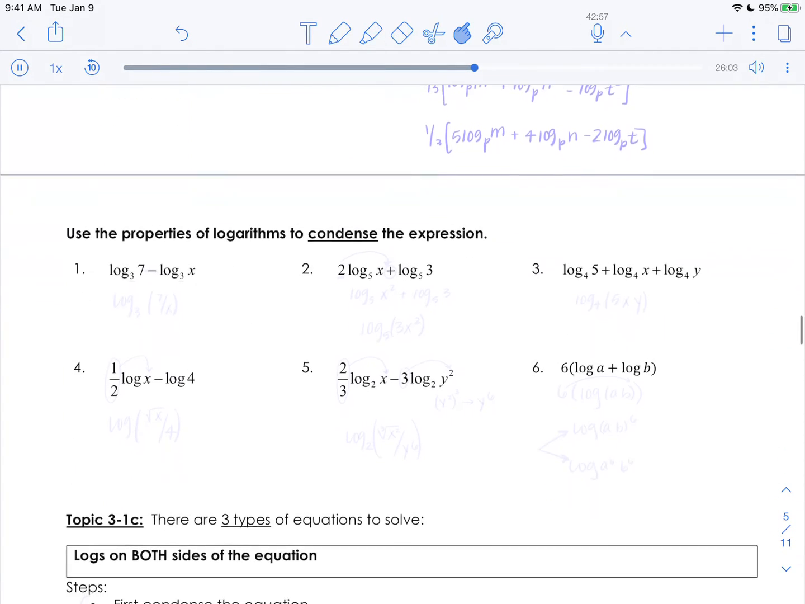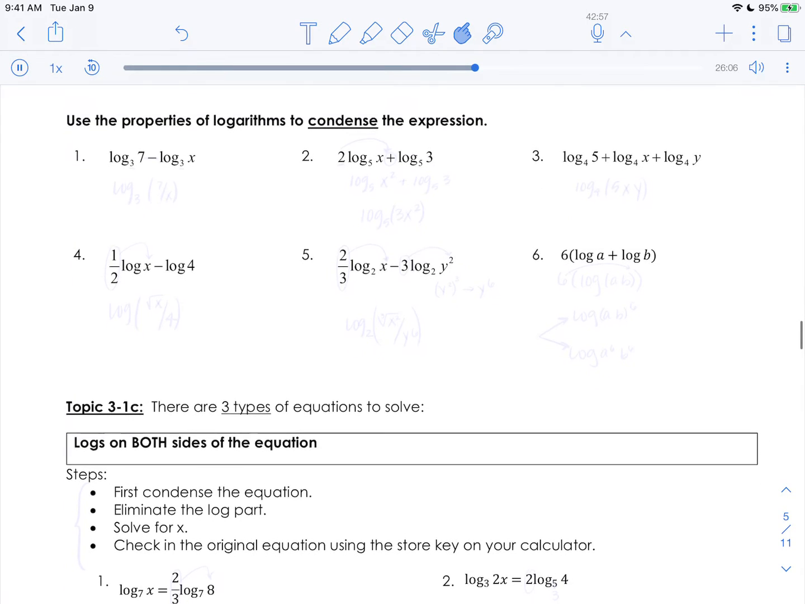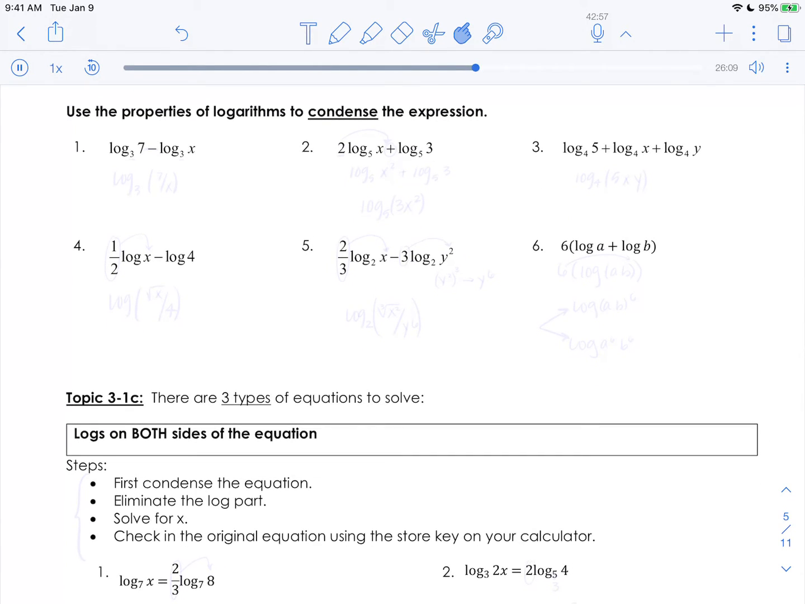Now we're going to work on condensing them. So just kind of undoing everything that we did, right? So for number 1, we see that we're subtracting these 2 logs. That means we're going to need to divide. So this will be log base 3 of 7 over x. The most important thing, and I should have said this earlier, when you're condensing and expanding, you have to have the same base. Since both of these are base 3, you can combine them. But say one of them was log base 4, then you couldn't combine them. Your base has to be the exact same to combine them.